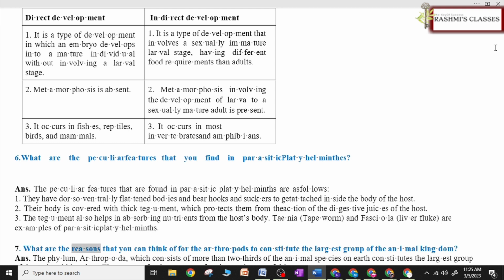7. What are the reasons that you can think of for the arthropods to constitute the largest group of the animal kingdom?